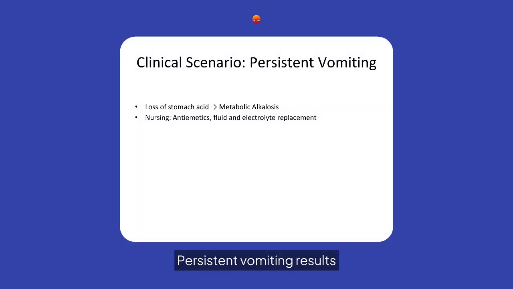Persistent vomiting results in the loss of stomach acid, causing metabolic alkalosis. Nursing interventions include administering antiemetics and replacing fluids and electrolytes to restore balance and prevent complications.